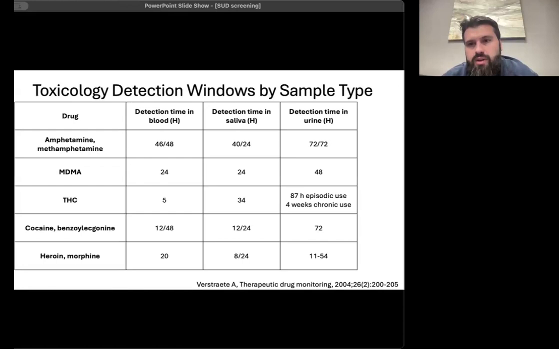Just as a quick aside, these are the toxicology detection windows by type. You can see that they're very small. Sometimes for cannabis it can be a little bit longer, but you're usually looking at just a few days when it comes to use for most substances on a screening toxicology test.